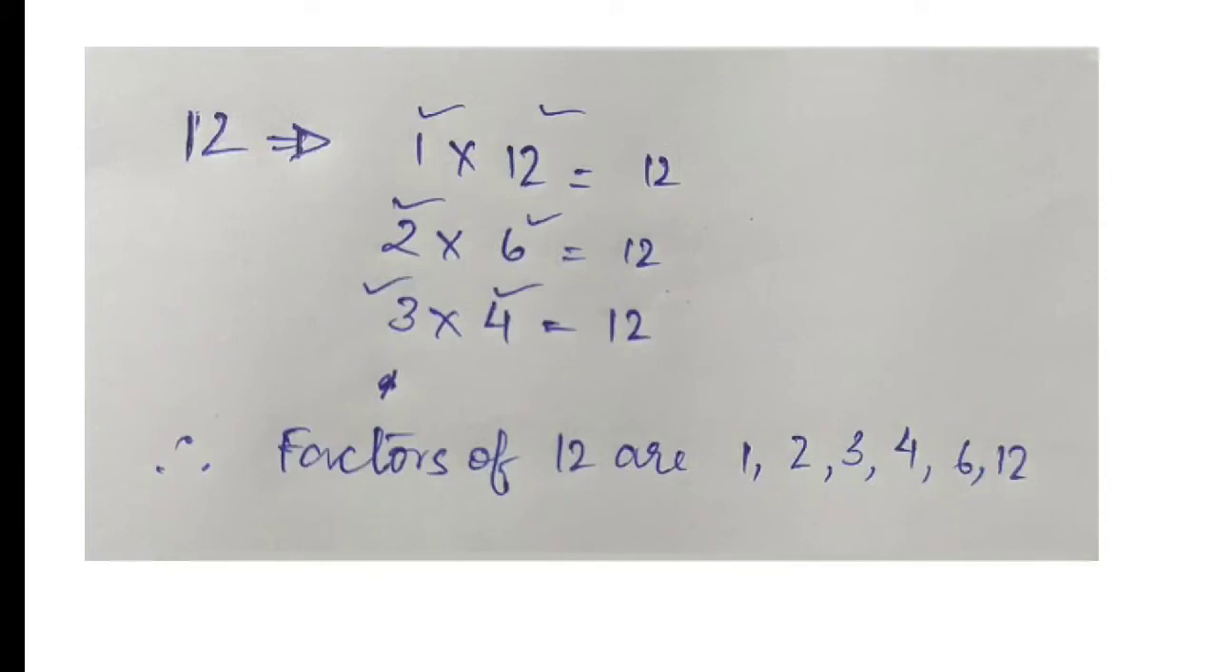The other way of finding out is this. 1 into 12 is 12, 2 into 6 is 12, 3 into 4 is 12. If we go to the next table, that is 4, we have 12 here, 3 into 4, so 4 into 3 is 12. If we go to the 5 table, there is no 12. If you go to the 6 table, there is 12, 6 into 2.